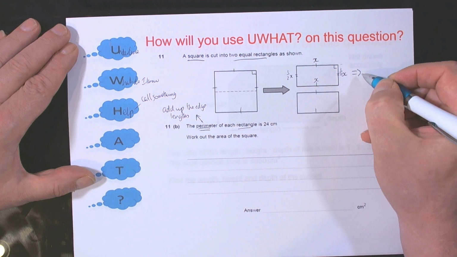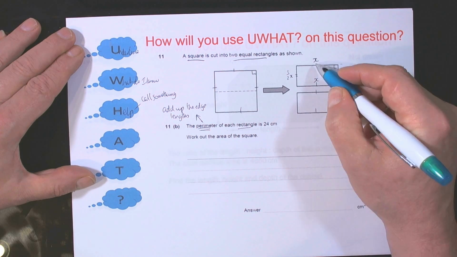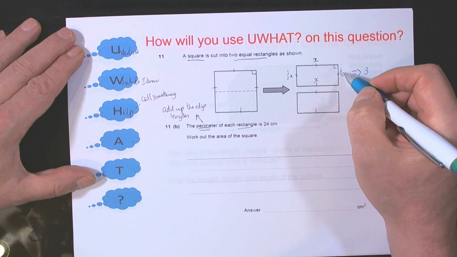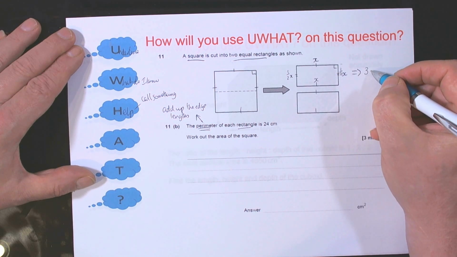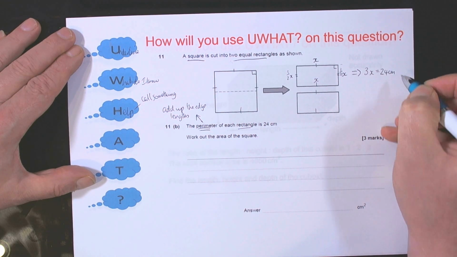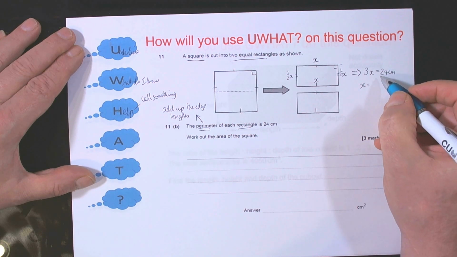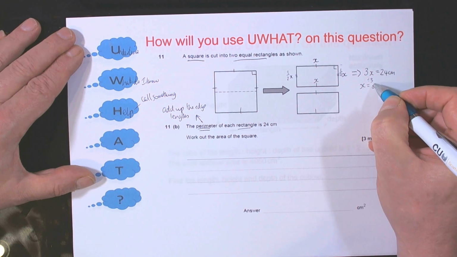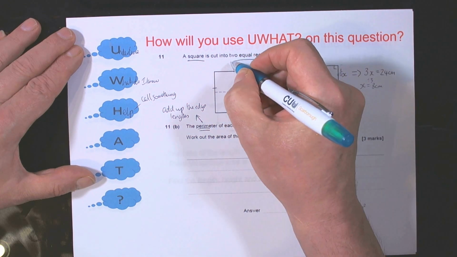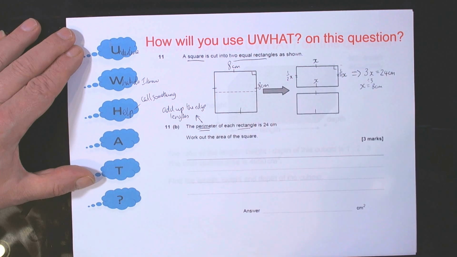So this tells us then if I add up all of those, then I have 3x's: x plus x is 2x, plus 2 halves makes a whole, so that's 3 x's altogether. And the question told us the perimeter was 24 centimetres. So if we divide this through by 3, then we know x is 8 centimetres. So we know the square has a length of 8 centimetres by 8 centimetres.